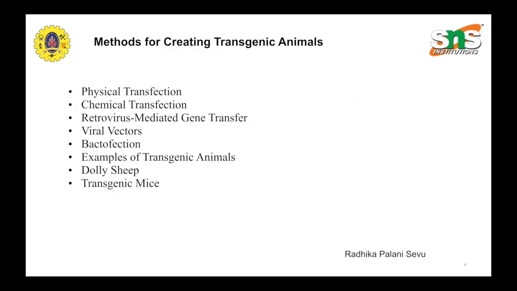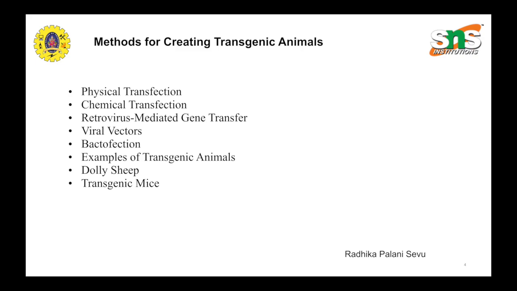The first one is the physical transfection. In this method, the gene of interest is directly injected into the pronucleus of the fertilized ovum. It is the very first method that proved to be effective in mammals. This method was applicable to a wide variety of species. Other methods of physical transfection include particle bombardment, ultrasound, and electroporation.